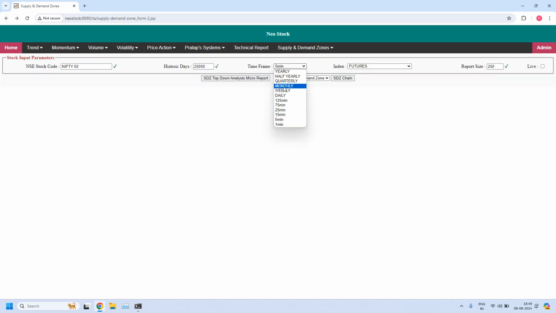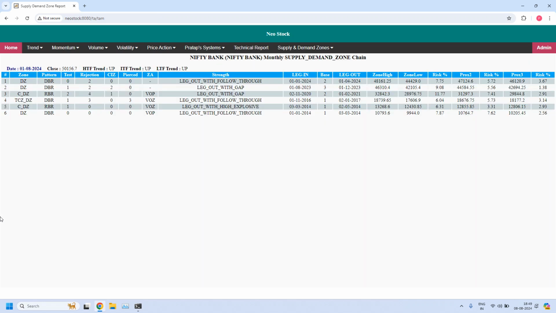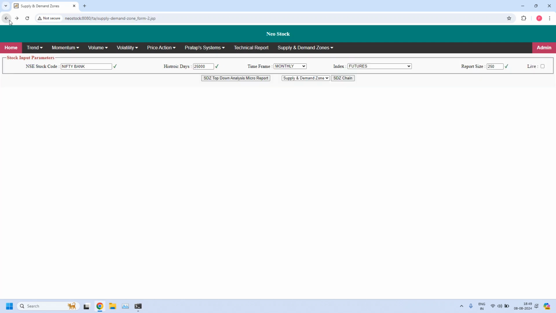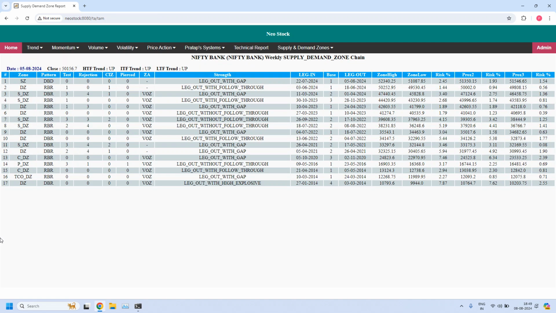Starting from monthly time frame, Nifty Bank, that is nothing but Bank Nifty. So I am generating a Bank Nifty supply demand zone chain for monthly time frame. And the next time frame is weekly. Now I am generating weekly supply demand zone chain for Bank Nifty.